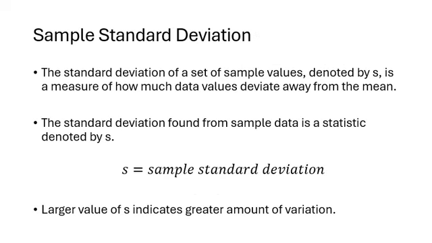For sample, I don't know if you recognize it, it is a statistic, which is your number. The standard deviation found from the sample data is a statistic denoted by S. It's not a parameter. Parameter is different from the statistic. They're totally different things. This is just a number. Or we can also say, since we're doing the measurement, that this statistic is a measurement.